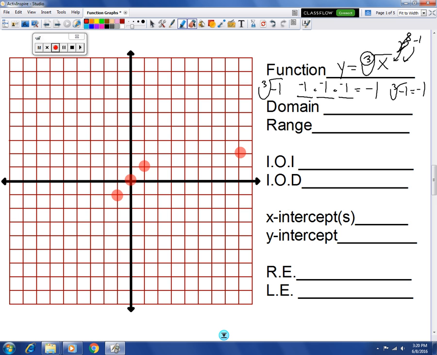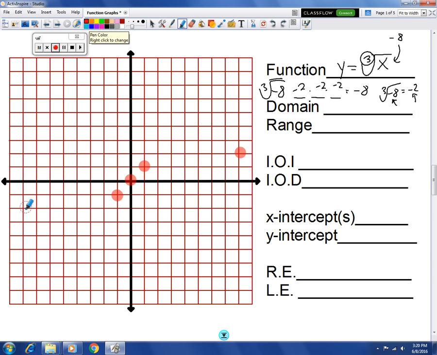The last point I'm going to pick is negative 8. Last number I'm going to substitute is negative 8. Okay, the cube root of negative 8, what three numbers multiply to make a -8? -2, -2, -2. So the cube root of -8 is -2. You substitute in -8, you get an answer of -2. So on the x-axis go left 8, on the y-axis go down 2, and there's your last point.